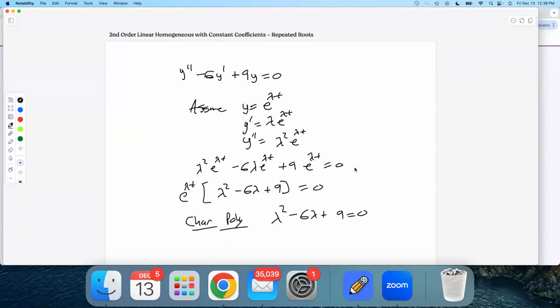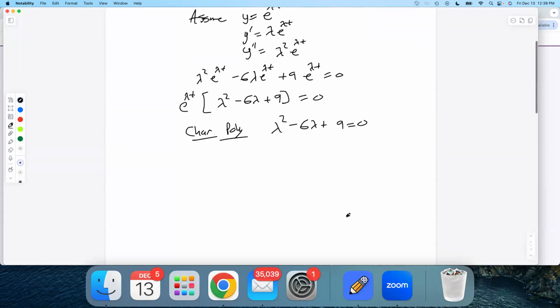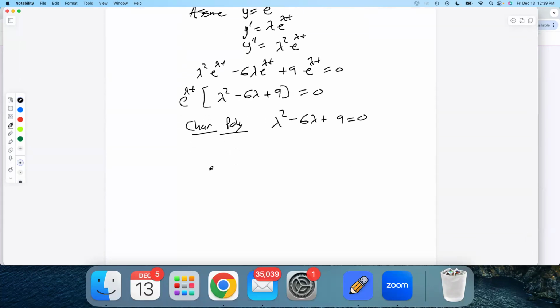Again, once you get good at this, you can jump straight from here to here. The order of the derivative will match the power on lambda. Second derivative, lambda squared. First derivative, lambda. No derivative, no lambda.